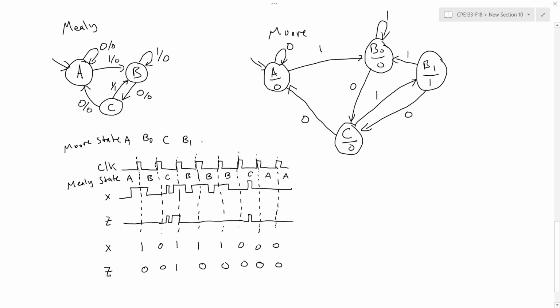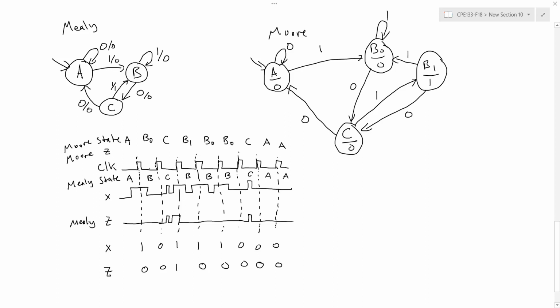In B1, I get another 1, so I go to B0. Then I get another 1, so I stay in B0. Then I get a 0, so I go back to C. Then I get another 0, so I go to A. Another 0, and I stay in A. Okay, so let's look at the Moore output now.